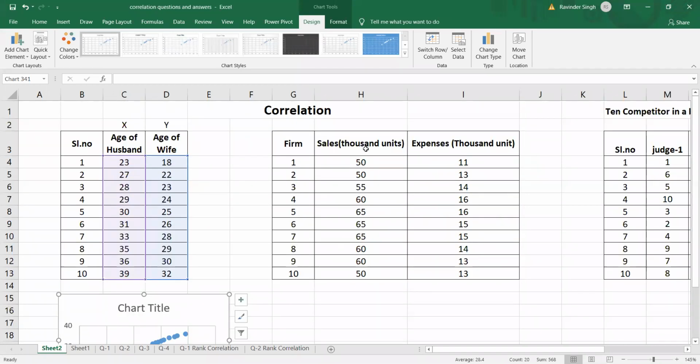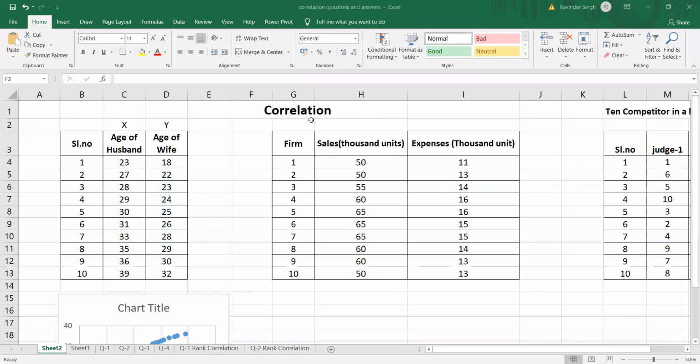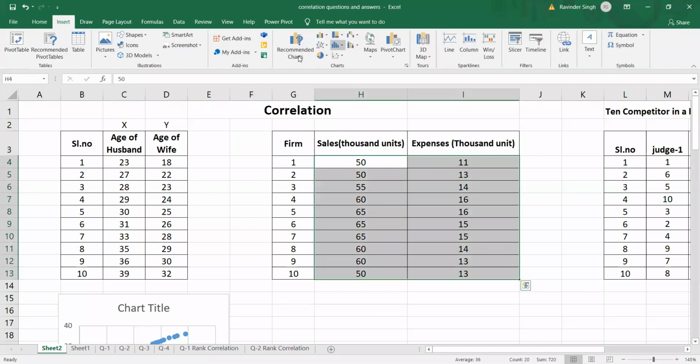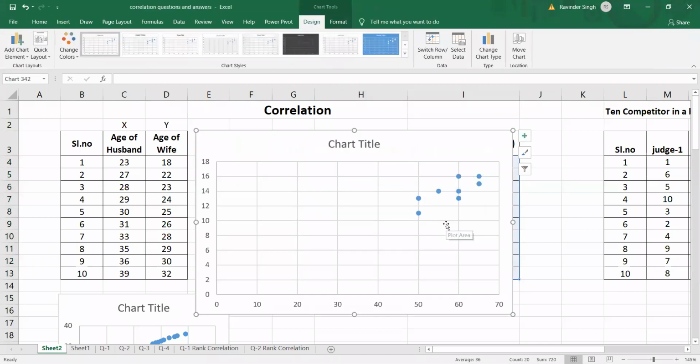Now let us check another data, which is sales and expenses. If we plot this and check whether there is any relationship between sales and expense, and what kind of relationship it has, with the scatter plot you can see the graph has some kind of linear pattern, but some points are very far away.